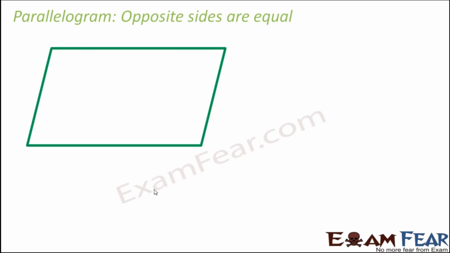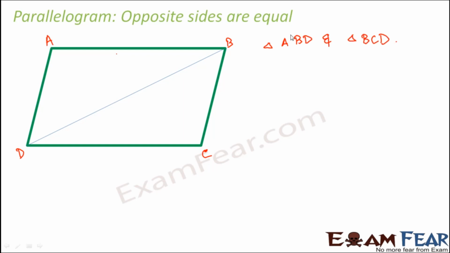Now in order to prove that the opposite sides in a parallelogram are equal, what we would do is draw a diagonal to this parallelogram. And also let us name the parallelogram. Let's say this is ABCD, a parallelogram where BD is a diagonal. So now we will compare these two triangles. So let's see, triangle ABD and triangle BCD.